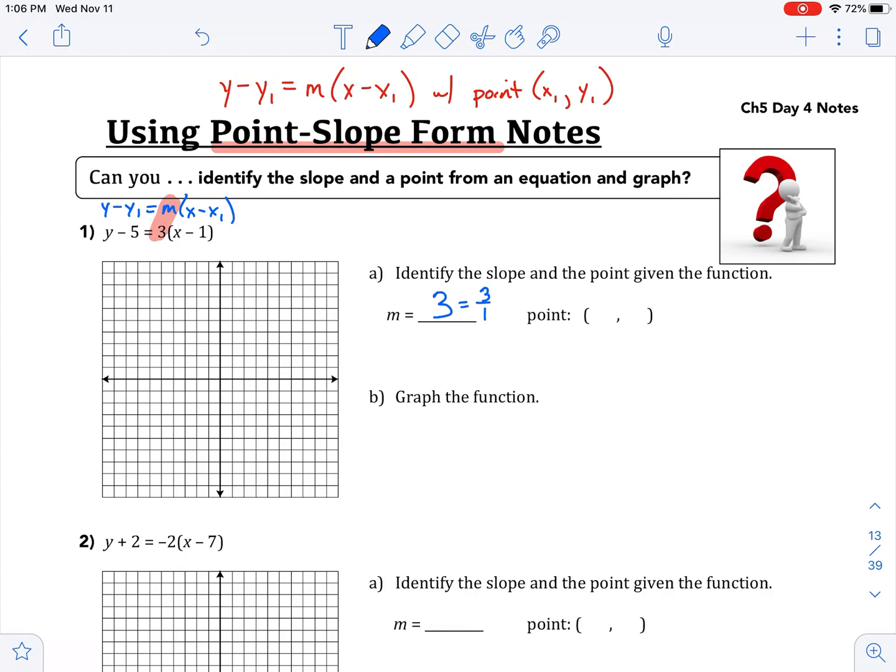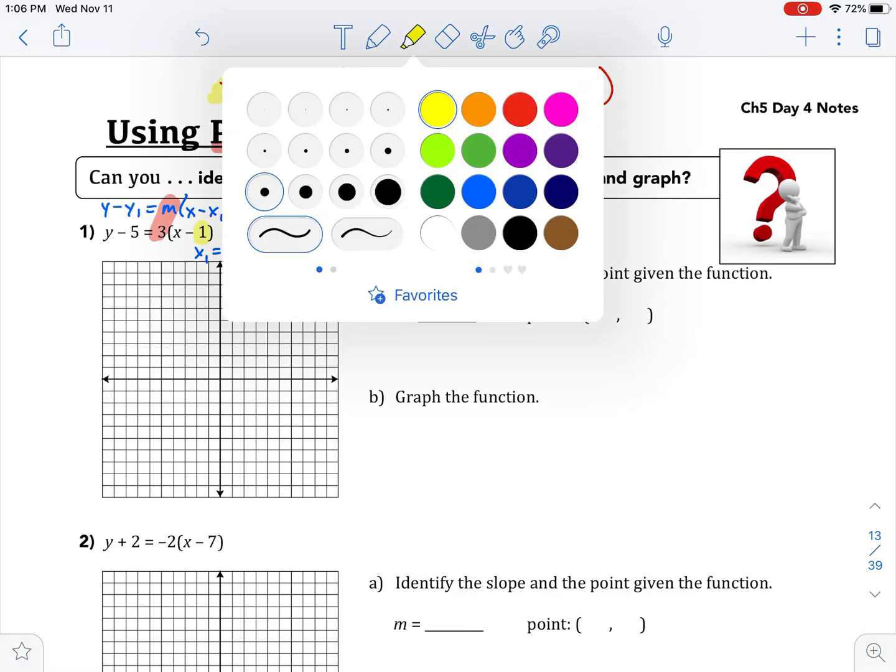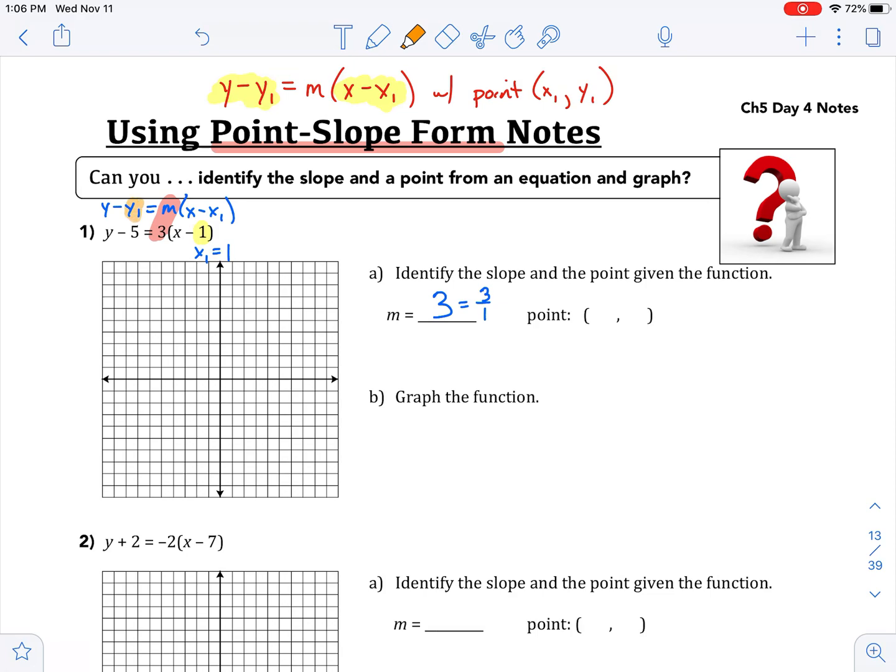If I want to take a look at the point, I would like to emphasize here that in point slope form, it is y minus the y coordinate and x minus the x coordinate. So when I take a look here, what number are we subtracting? The number we are subtracting is a positive 1. When we look at the y-coordinate, it is going to be y minus the y-coordinate. The value that is being subtracted is again a positive 5. That means that my ordered pair, which would be x sub 1 comma y sub 1, x coming first, is 1 comma 5.